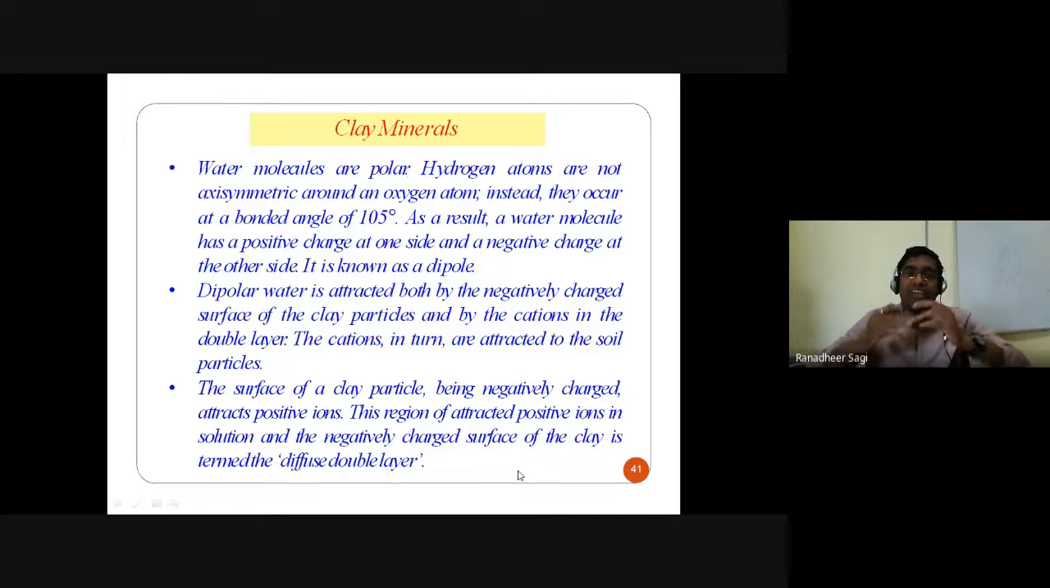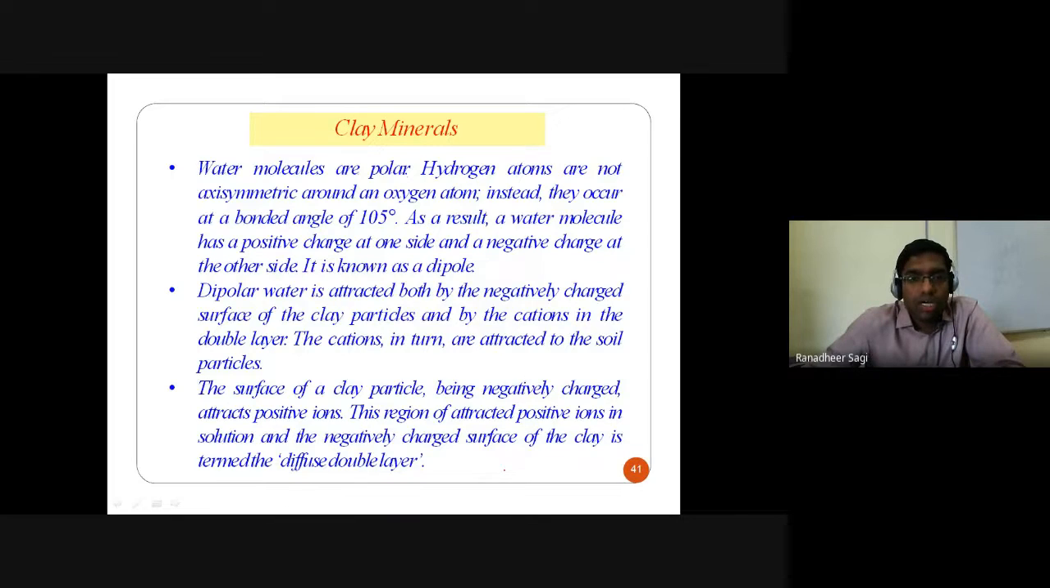Okay, so that region in which you see the attraction of water molecules happening towards the surface of your clay particle, that range of the vicinity of water which is getting attracted towards the surface of your clay particle, that zone is what we call your diffuse double layer.